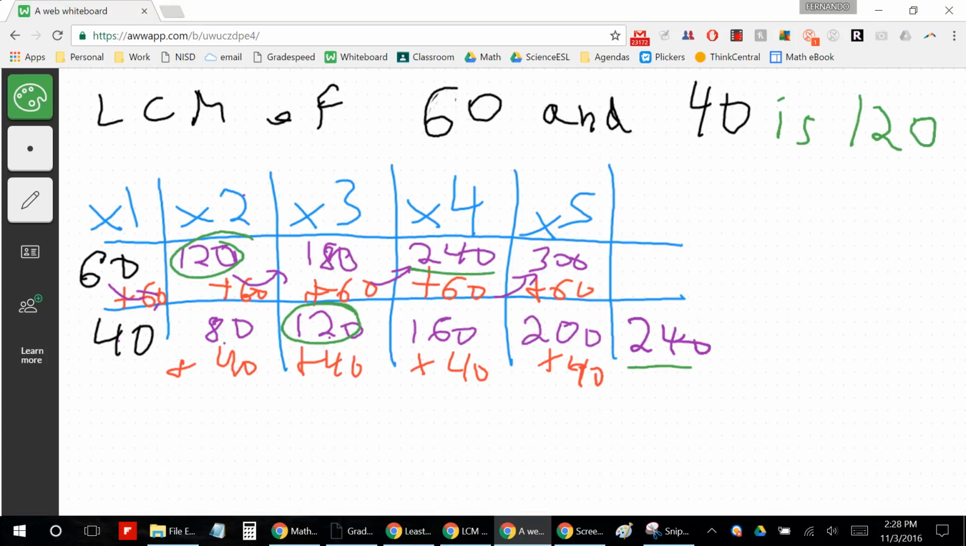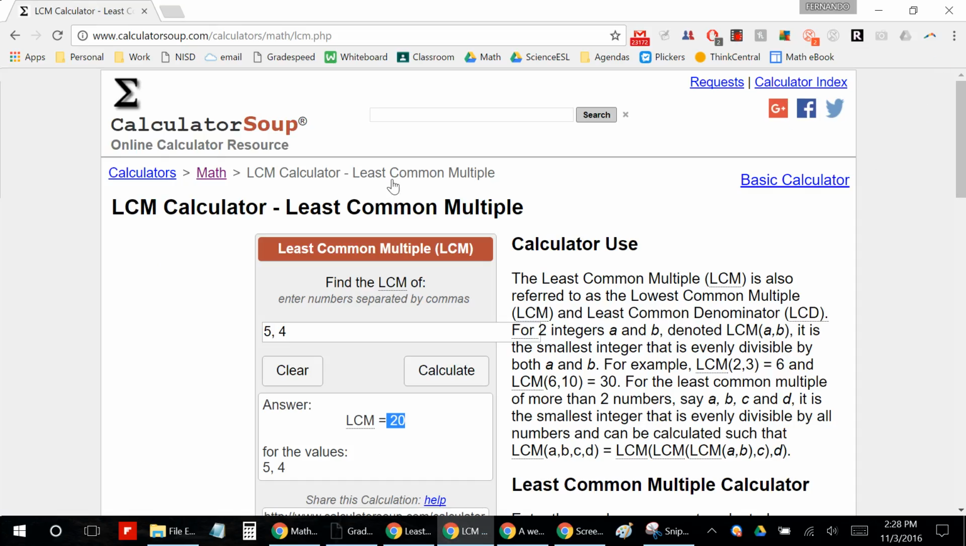Now, let's go back over here, and we're going to go ahead and write 40 and 60, or you can also do 60 and 40, and it still comes to the same, 120.